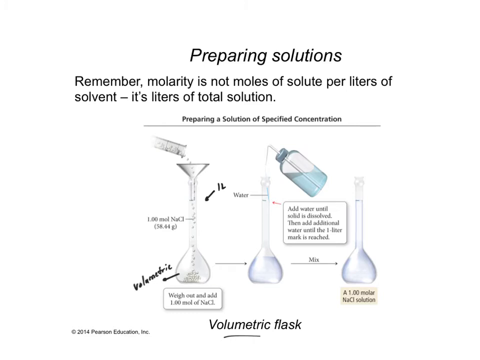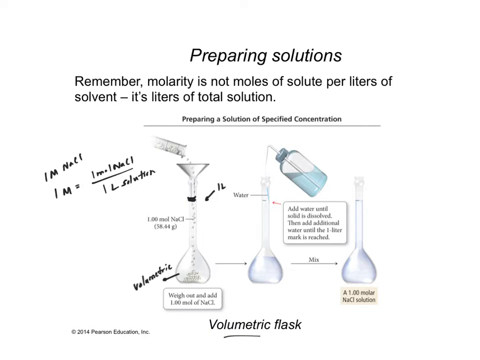And usually where that measuring is, is on the neck of the flask. There's usually a line. And so whenever the meniscus of the water hits that line, that means that there is a total of 1 liter of solution. Okay, so let's say that I wanted to make a 1 molar NaCl solution. If it's 1 molar, that means that there is 1 mole of NaCl for 1 liter of solution.